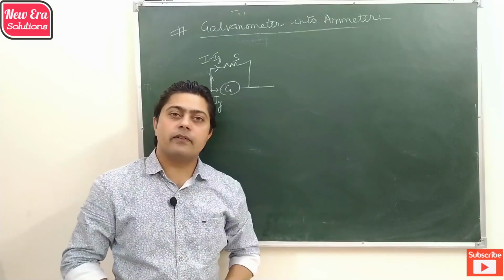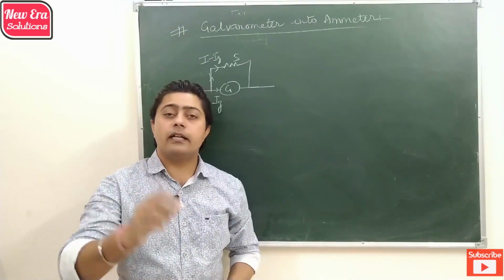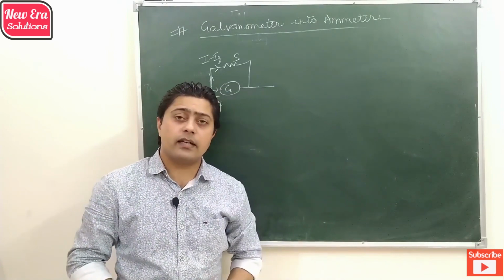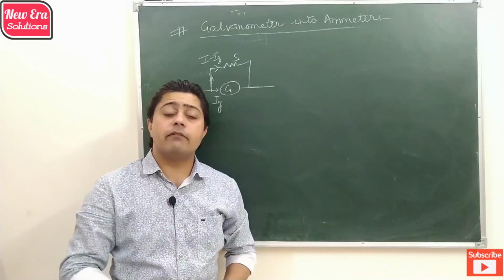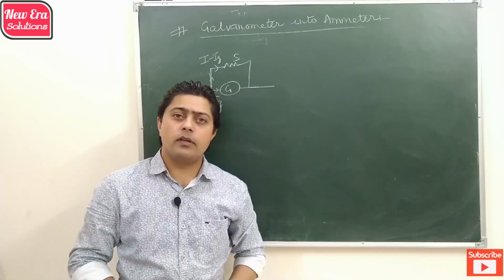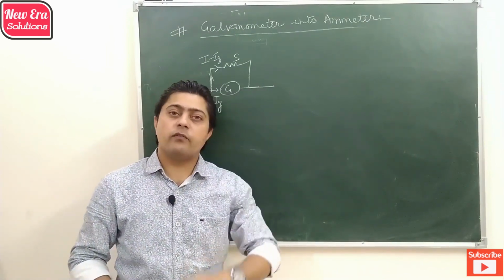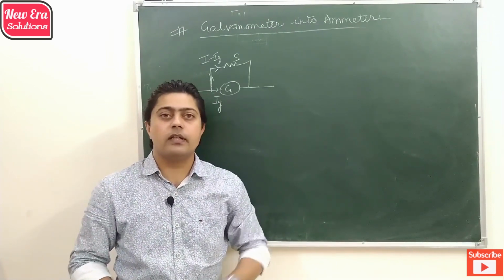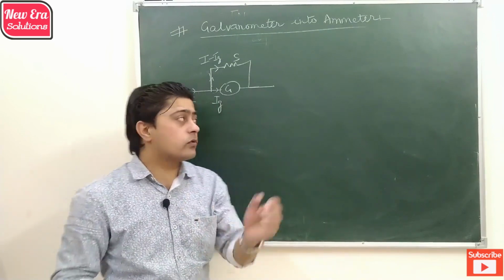An ammeter is a device which is used to measure the current flowing through the circuit, and it is connected in series. It is a low resistive device, that's why it will not affect the current flowing through the circuit. Now the galvanometer is also used to measure the current, but the current measured by a galvanometer is very small because it is a very sensitive device. So if we want to measure a high amount of current with the help of a galvanometer, then we have to connect a low resistive shunt parallel to it.